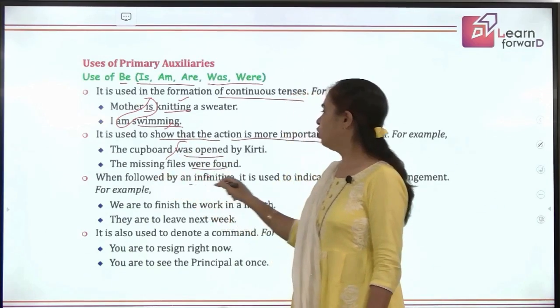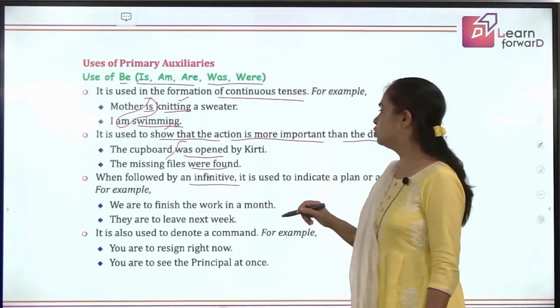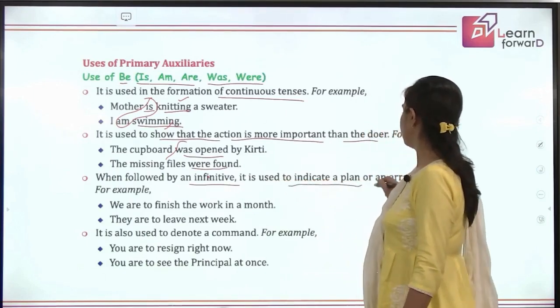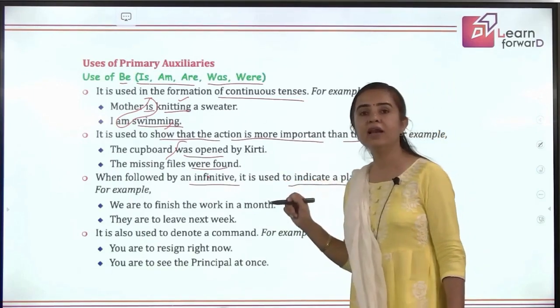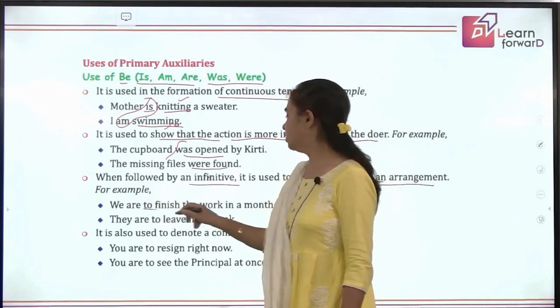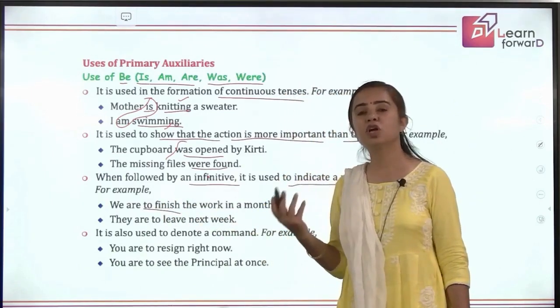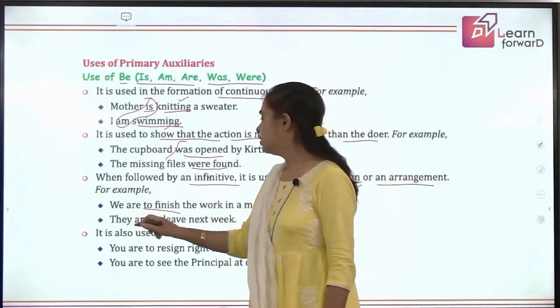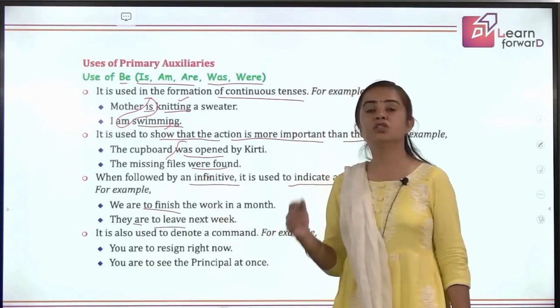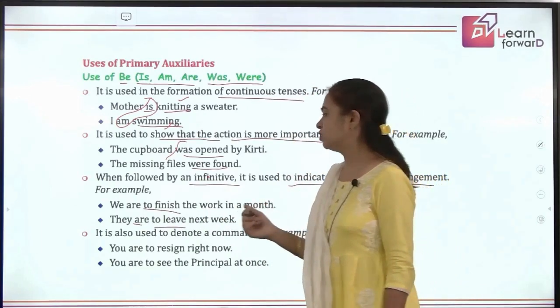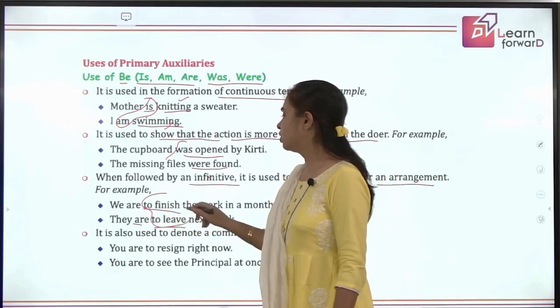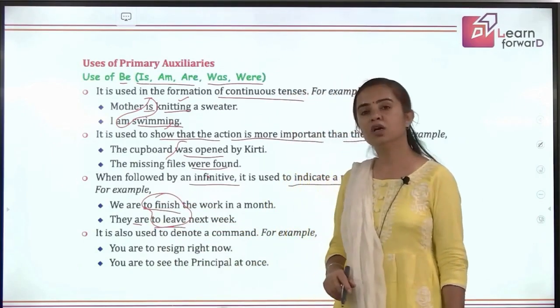Now, when followed by an infinitive, that is the to form, it is used to indicate a plan or an arrangement. Like we are to finish the work in a month. That means it's your plan to finish it in 1 month. They are to leave next week. So they have already planned to leave next week. So here we see that after the be form, we are using the to infinitives.